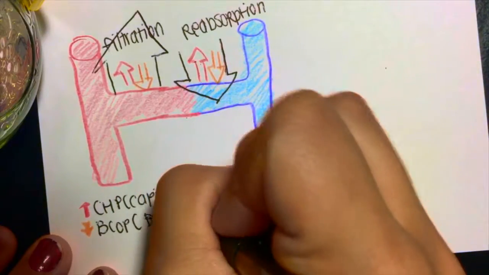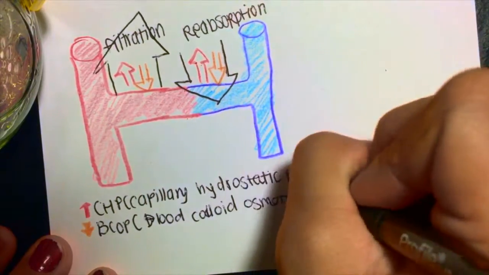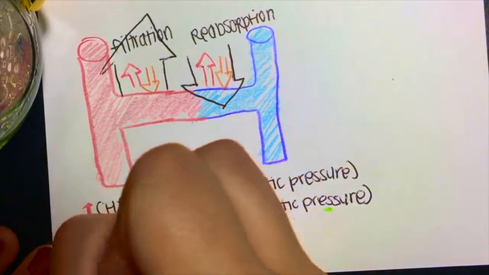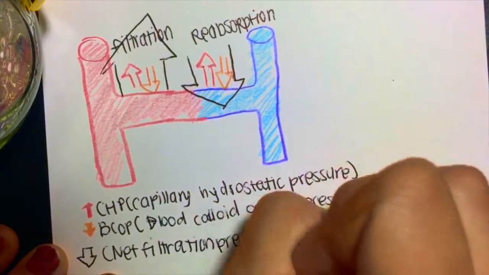However, on the venule side, the blood colloid osmotic pressure will be greater than the capillary hydrostatic pressure, which will make fluid move in, causing reabsorption.